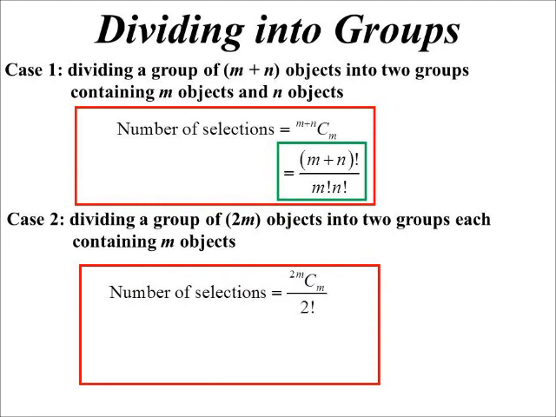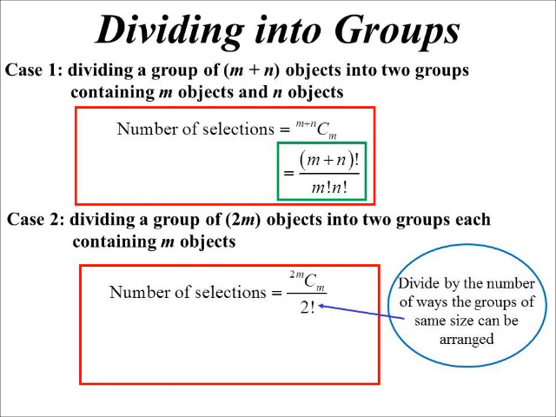6 people. Going to divide them into two groups of 3. I could choose these 3 first, then they become the other group. But hang on a sec, I could choose these 3 people first, and then they become the other group. It's exactly the same selection. So when you have the same number in each group, you need to divide by the number of ways those groups could be arranged, because otherwise you'll end up double counting. So number of selections, 2m C m, but it's over 2 factorial. So if we put it in factorial notation, we'd end up with 2m factorial over m factorial, m factorial, 2 factorial.